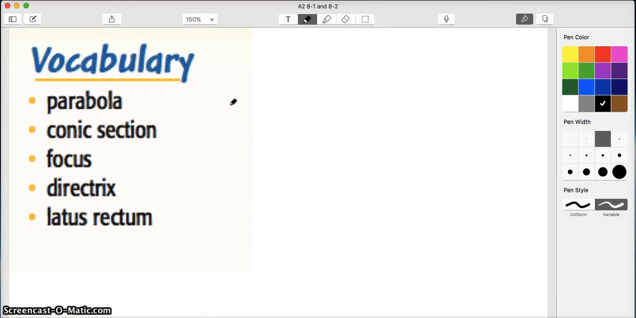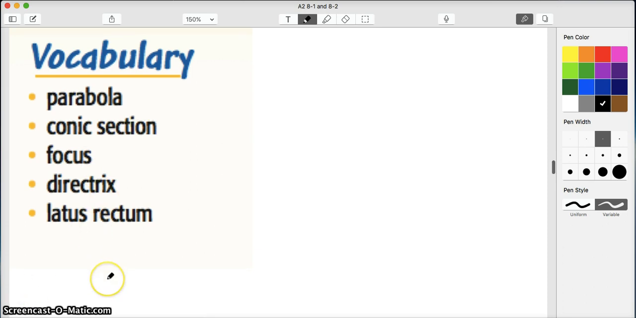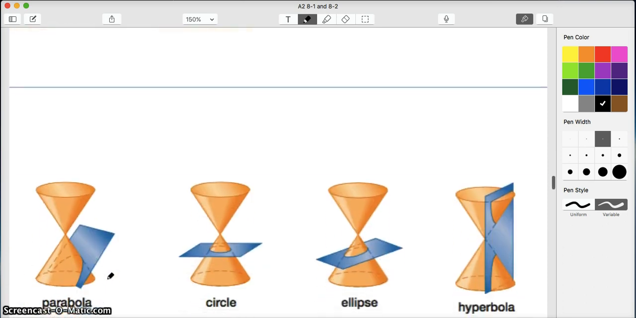So we're going to talk about a parabola. We're going to talk about what a conic section is. We're going to talk about parts of a parabola that are called the focus, the directrix, and the latus rectum. And so the best way to do this is to look at a figure. So I have a figure down here.